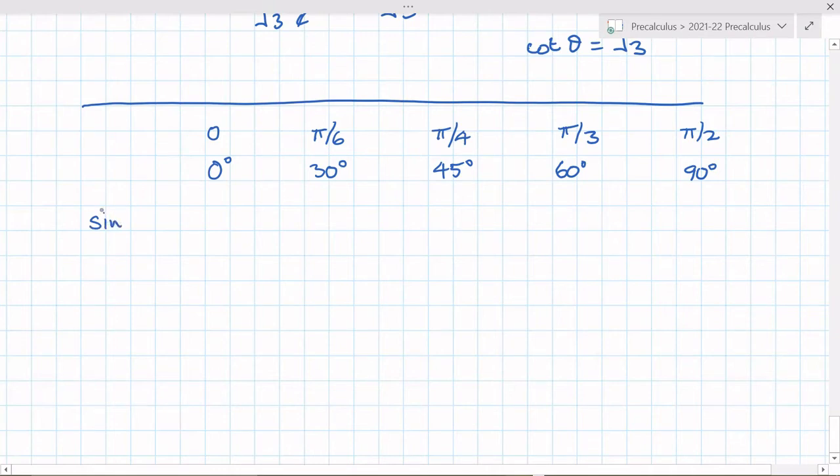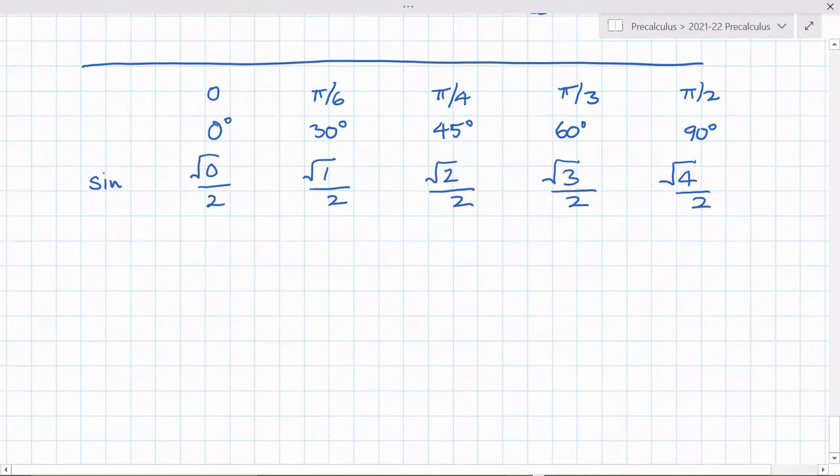So how can I remember these ratios of sine for these special angles? It's really easy. What I do is I write over 2 for all of these. Then you write here 0, 1, 2, 3, 4. Okay, and then you put a root on the top, just the numerator. So what does this become?